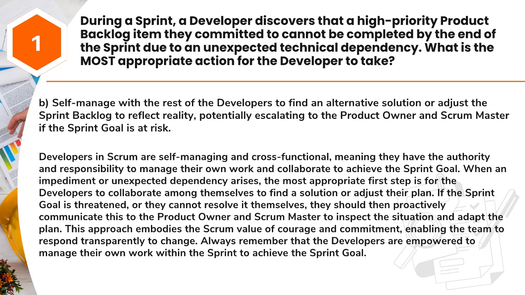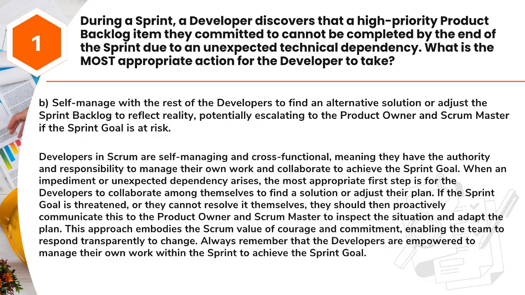Answer: B. Self-manage with the rest of the developers to find an alternative solution or adjust the sprint backlog to reflect reality, potentially escalating to the product owner and Scrum Master if the sprint goal is at risk. Developers in Scrum are self-managing and cross-functional, meaning they have the authority and responsibility to manage their own work and collaborate to achieve the sprint goal.